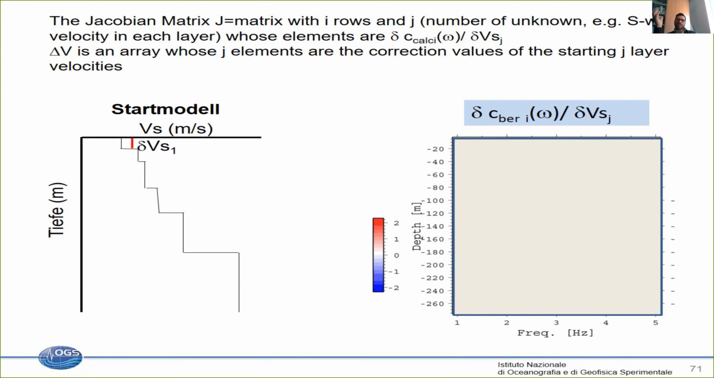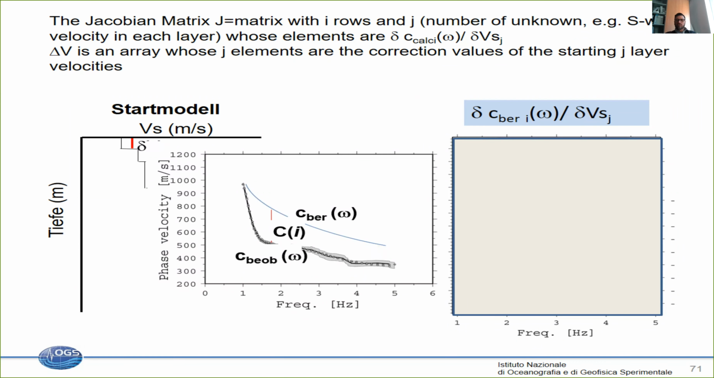Thinking in a simple way, okay, I have my starting model. What I can do is change the velocity in the first layer of the model. So I calculate my delta Vs, a change in the shear wave velocity. For this new model, I can calculate a new theoretical curve. And again, for each frequency, I have a difference between the new curve and the original curve from the previous model.